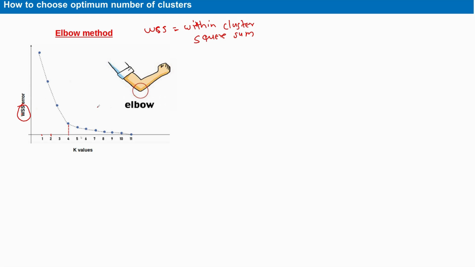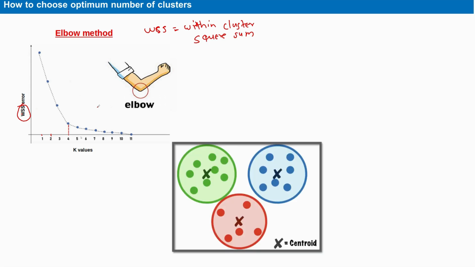So first we will see how this WSS error will be computed. Suppose for the number of clusters 3, after the K-means clustering algorithm, I will get the clusters like this.